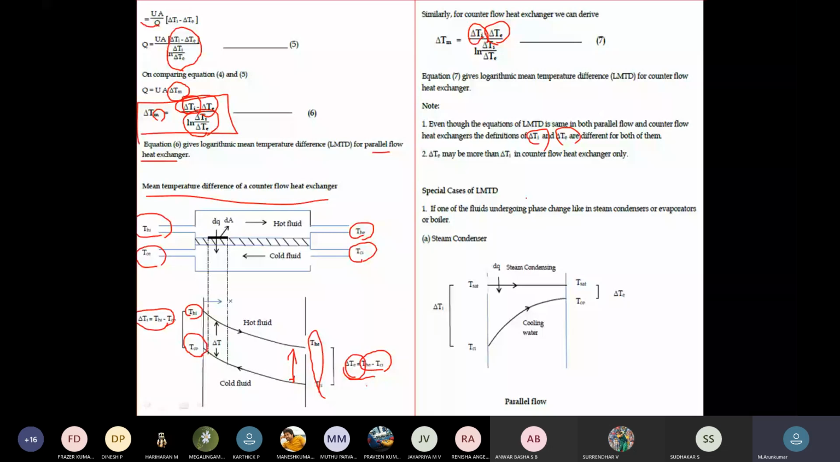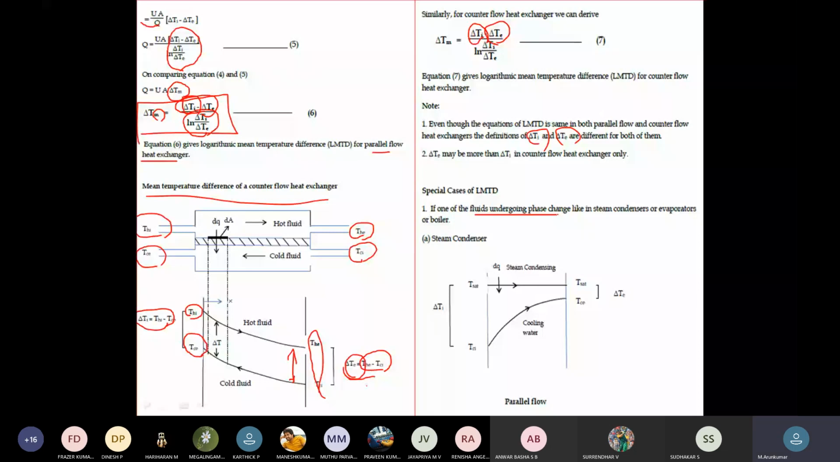So if one of the fluids undergoes phase change, like in steam condensers or evaporators or boilers, the question is what will happen if the fluid undergoes a phase change. You know very well what a phase change is. Here we are using fluids, so there may be a chance for phase change. So if that phase change occurs, how can we calculate the LMTD?